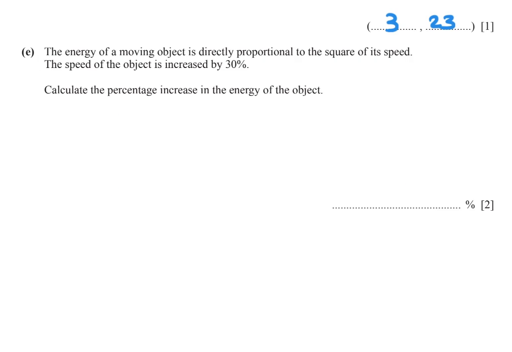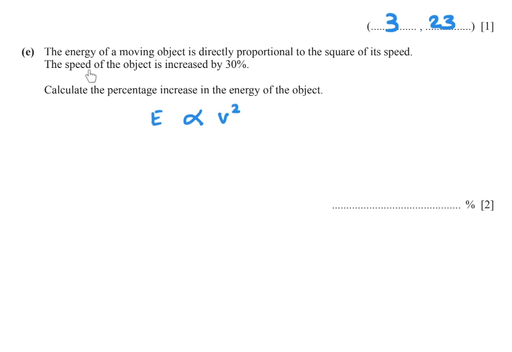E. The energy of a moving object is directly proportional to the square of its speed. The speed of the object is increased by 30%. Calculate the percentage increase in the energy of the object. So we have the energy is directly proportional to the square of the speed, v squared.